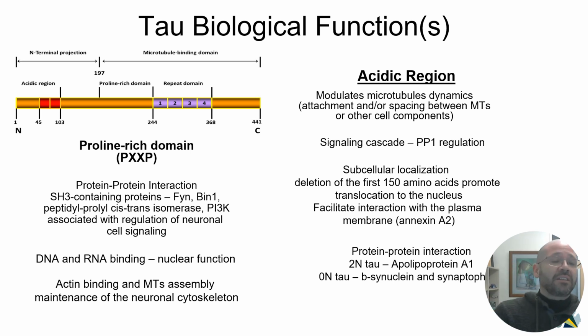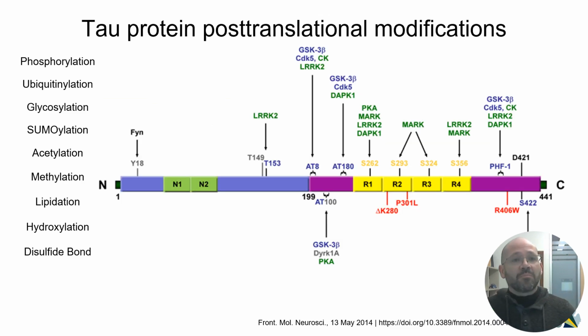So the domains dictate not only their biological function, but also their biological role. In terms of regulation of the protein, tau is heavily post-translationally modified. There are many different post-translational modifications identified on the tau protein, mainly phosphorylation, which is associated with both biological function and pathological function. Tau is a phosphoprotein, but the aberrant phosphorylation of tau is what we understand leads to a transformation in the conformation that leads to the pathological forms. But there are also ubiquitinylation, glycosylation, sumoylation, acetylation, methylation, lipidation, hydroxylation, and even disulfide bond formation.